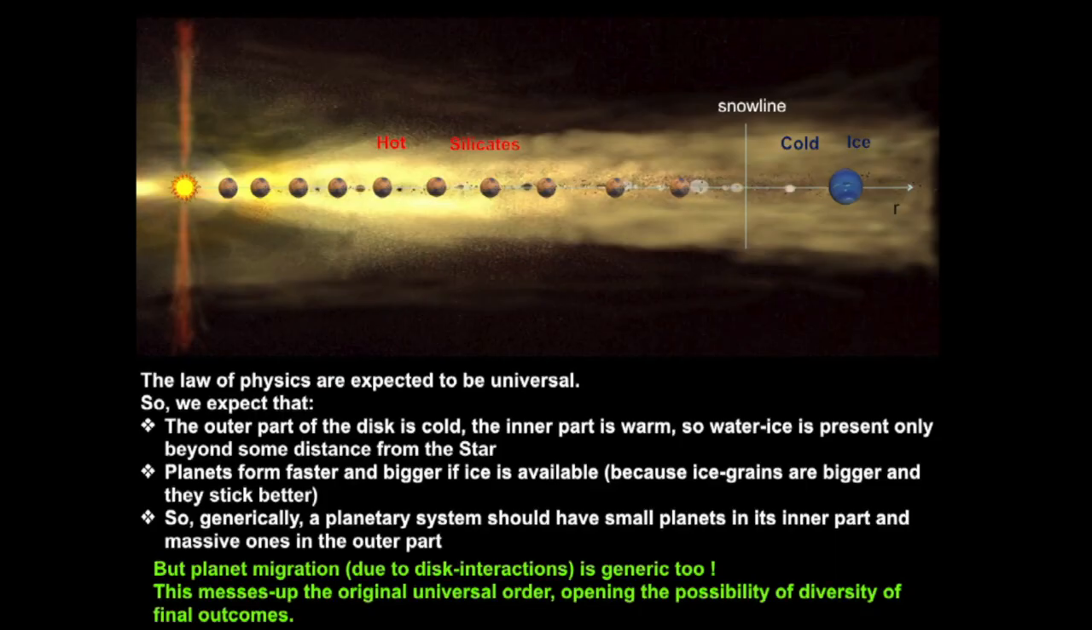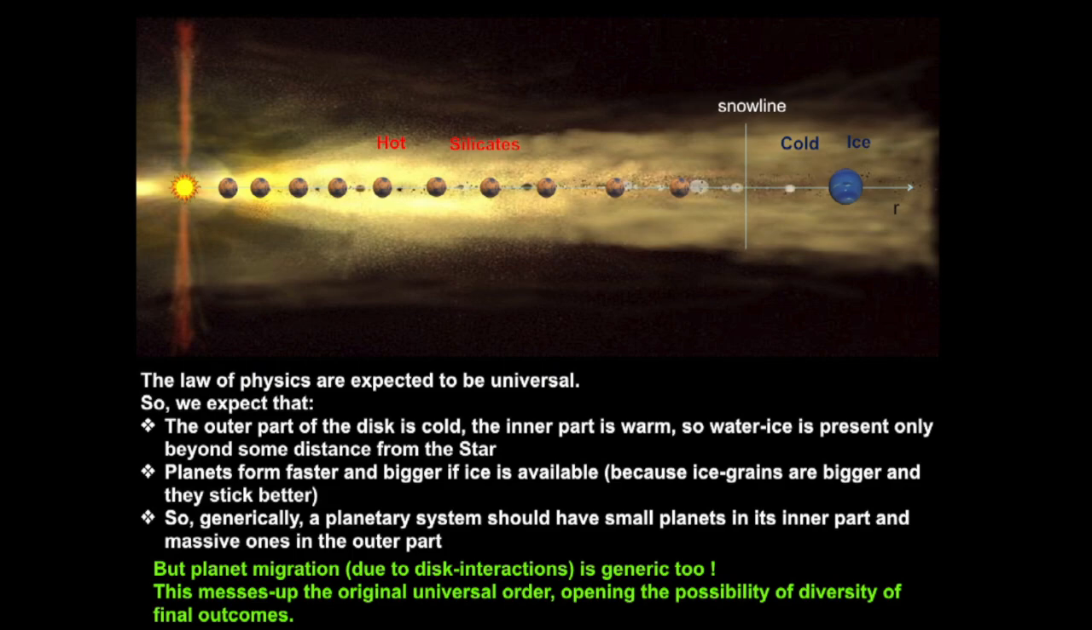So we should expect to see some kind of division between always having water-poor bodies in the inner region of the solar system and water-rich bodies in the other regions. But there is one thing that changes this ordering. That's migration. If you have a planet coming from the outer part to the inner regions, near the sun, then you don't have this order anymore. So let's see how super Earths may form.